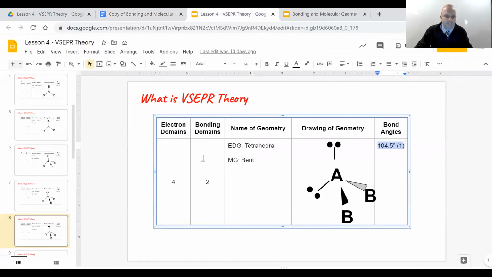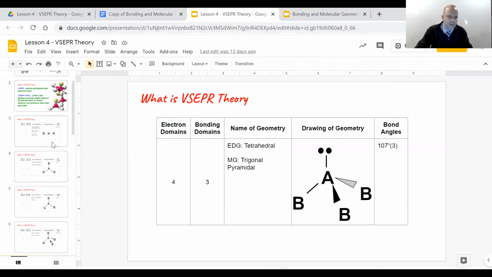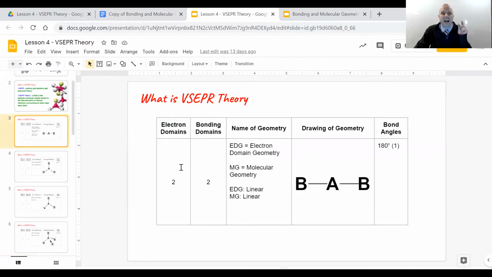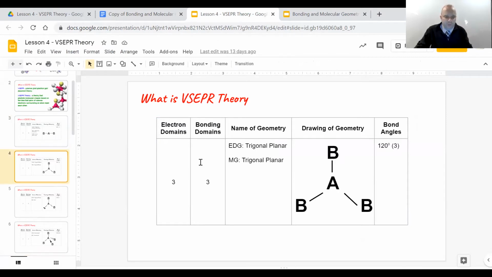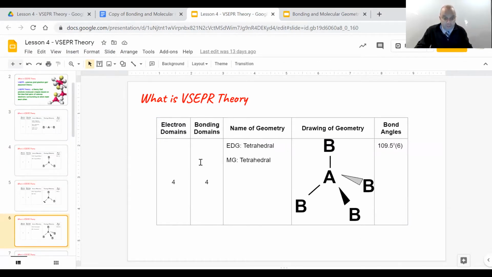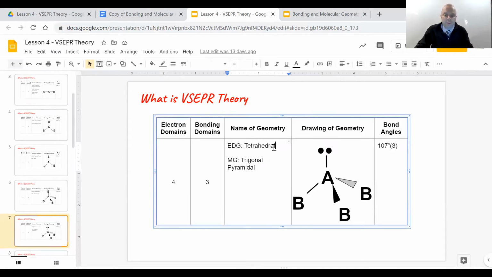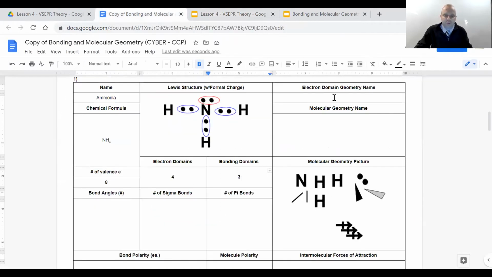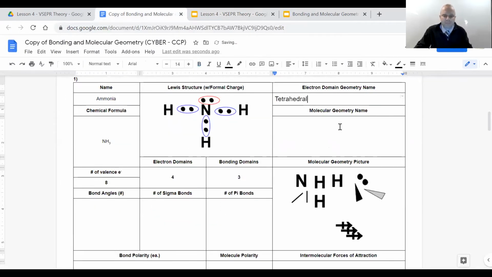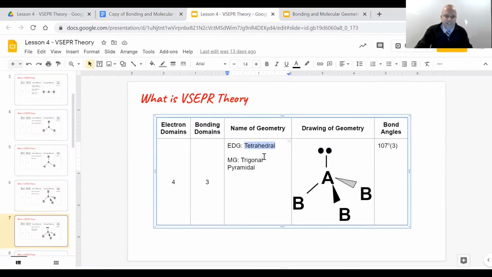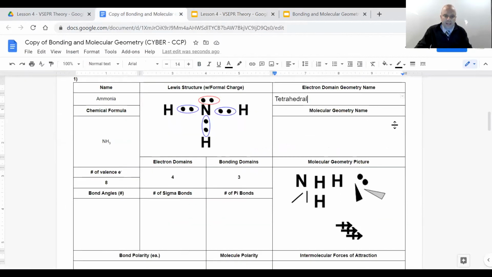Now we're going to go back to our VSEPR theory guide. So let's start back at the top here. Now we're going to look for that combination of 4 and 3. So here we have 2 and 2, 3 and 3, 3 and 2, 4 and 4, getting close. 4 and 3, perfect. So in this case, I'm going to grab the name of the geometry. That's going to be tetrahedral. I'm going to put that up at the top. The next part is the molecular geometry name. That's trigonal pyramidal. I'm going to put that in the second box here.